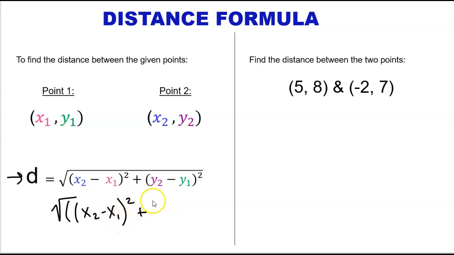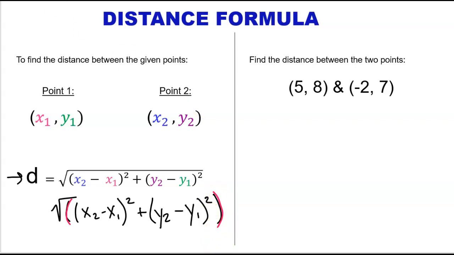Squared, and then plus, and then you'll have your y2 minus y1 squared, and then you have to close out the parenthesis. So I'm going to highlight these so you can really see what I'm talking about with the parentheses. The parenthesis that opens up with the calculator just says all of this stuff has to be underneath the square root. So you have to close it at the end, okay?